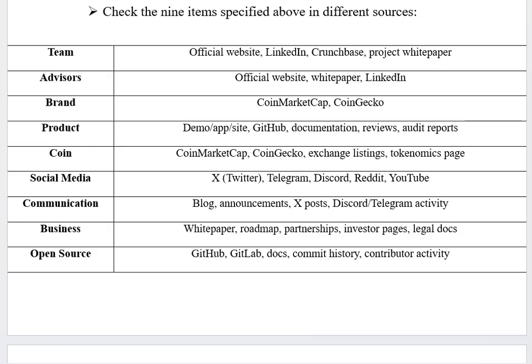I have suggested different websites for the 9 parameters I explained above, but you should definitely check other websites as well to ensure you obtain correct and up-to-date information. Please pay attention. After finishing this video, you can watch this video again and check this table more carefully.